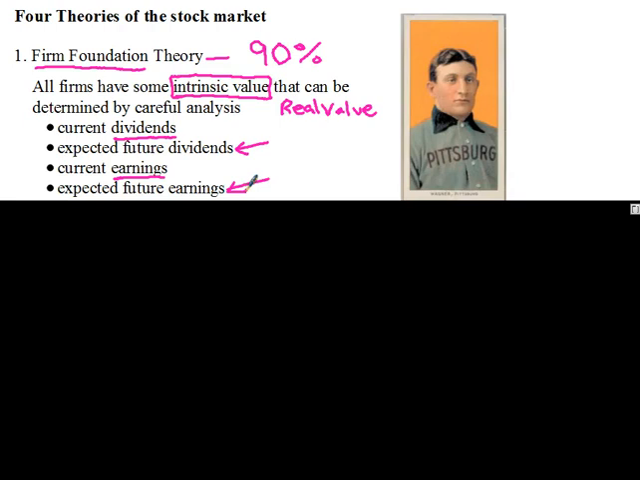Now, before we talk about how firm foundation works in the stock market, let's use the firm foundation model to think about this guy right here. So who is this guy? His name is Honus Wagner. He was a shortstop, I believe, for the Pittsburgh Pirates. I think he played in the 1909 World Series, famously the Pirates against the Detroit Tigers. It was Honus Wagner against Ty Cobb, if I have my baseball history correct.